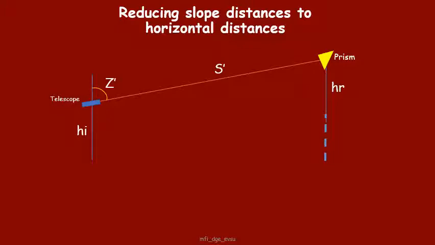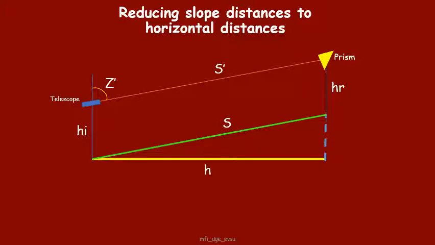This Z prime is the unreduced zenith angle that was observed by the theodolite. S, on the other hand, is the reduced slope, which is parallel to S prime. H is the horizontal distance that the total station gives. This is Z. So how do we get the reduced Z?